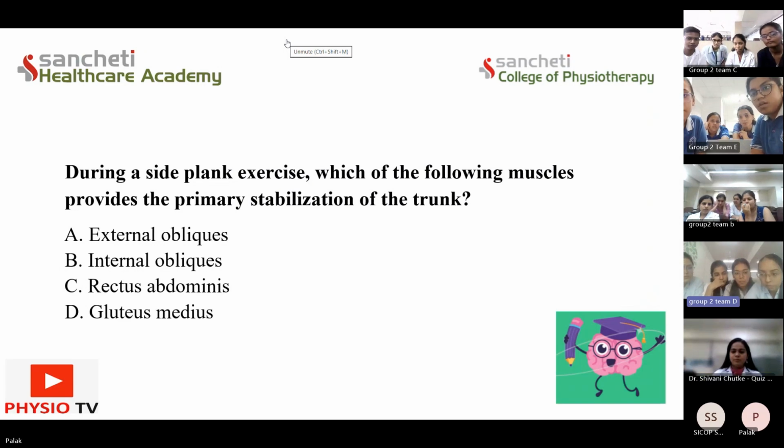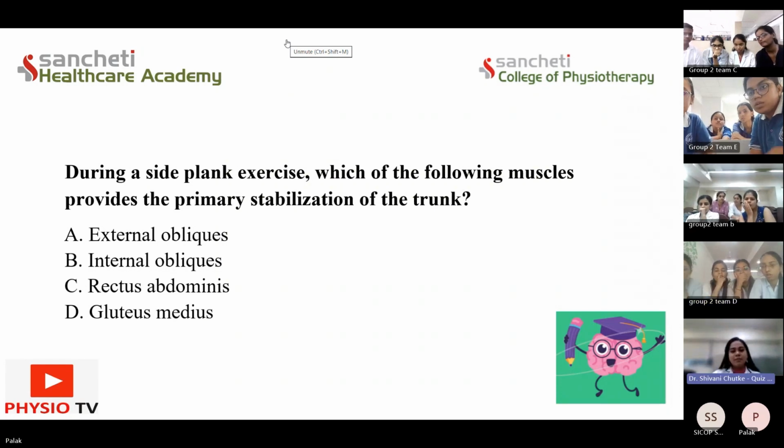Option B, internal oblique. That's the wrong answer. The right answer is gluteus medius. No problem. We move to the next group, the next team.